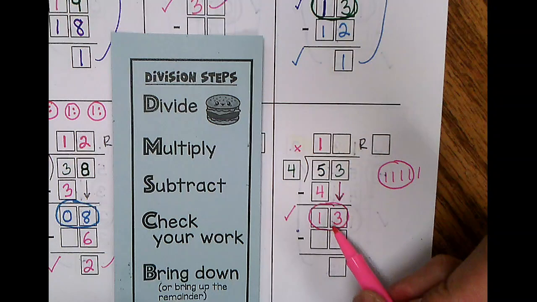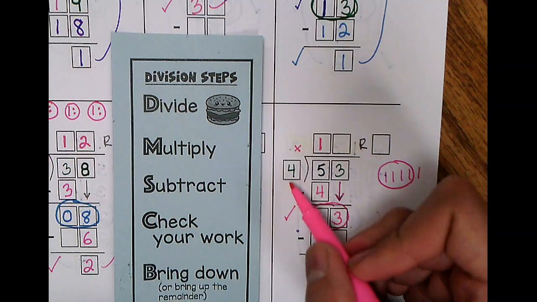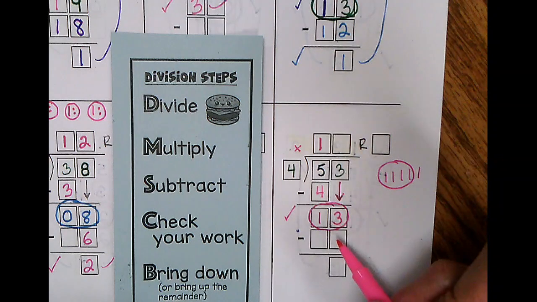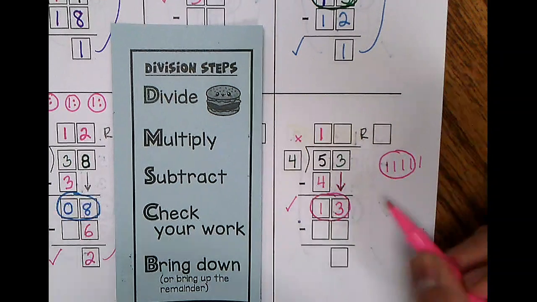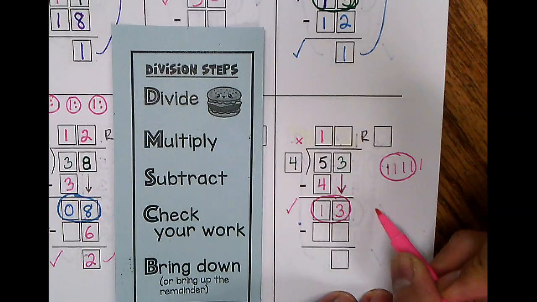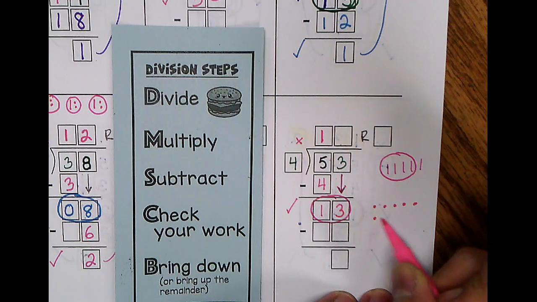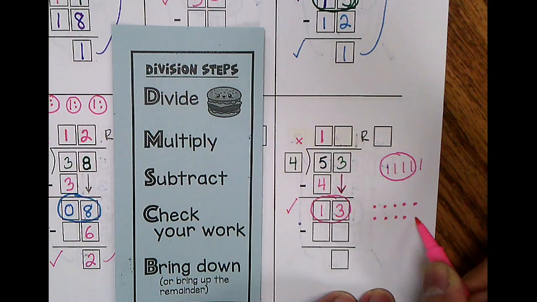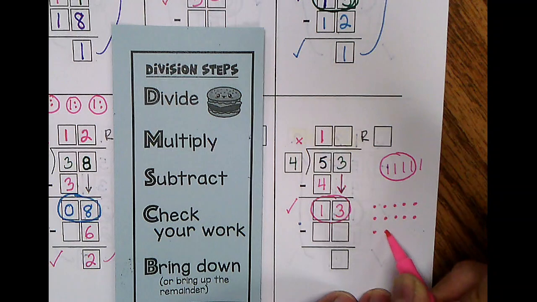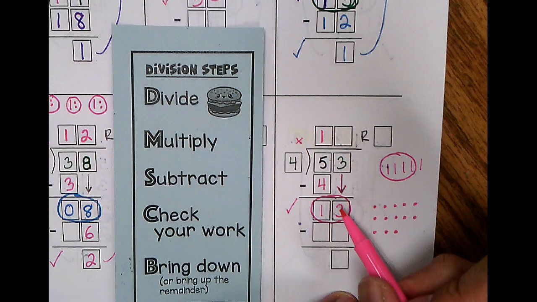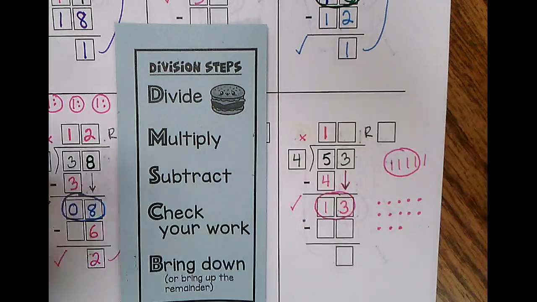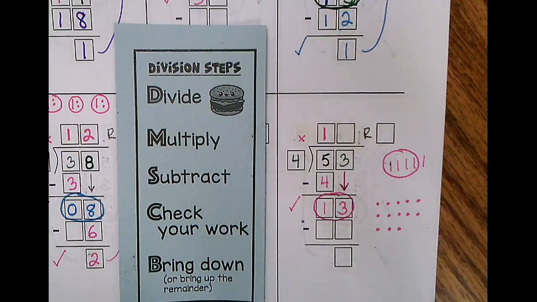If you have 13 pieces of candy and 4 friends at the door, how many can you pass out to each of them? The other way to think about this is if you have 13 pieces of candy, 1, 2, 3, 4, 5, 6, 7, 8, 9, 10, 11, 12, 13. The other way to think about this is how many groups of 4 can you make with 13?